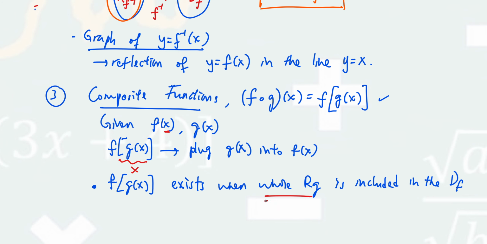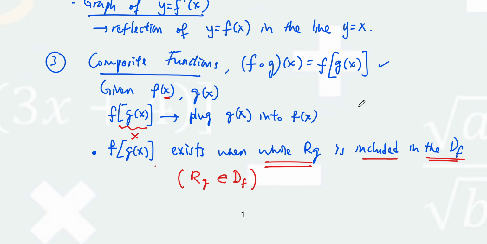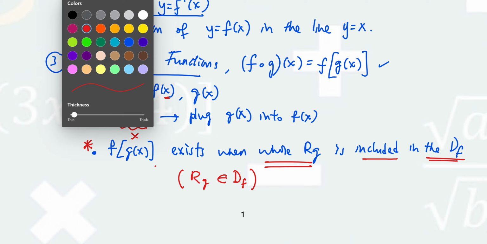It means that everything belonging to the range of g must be included in the domain of f, which means the range of g is a subset of the domain of f. Then your composite function exists. Otherwise, the composite function does not exist. So this is the existence rule for the composite function.